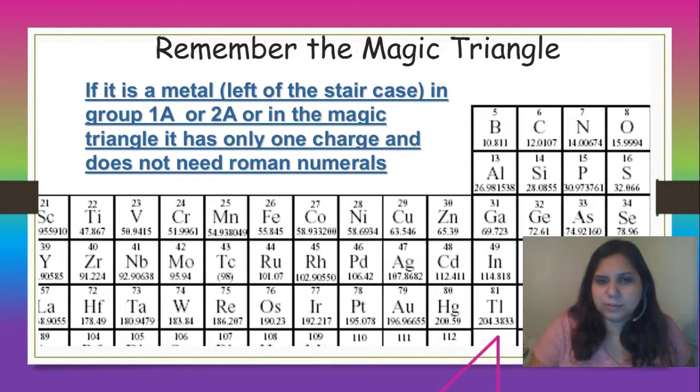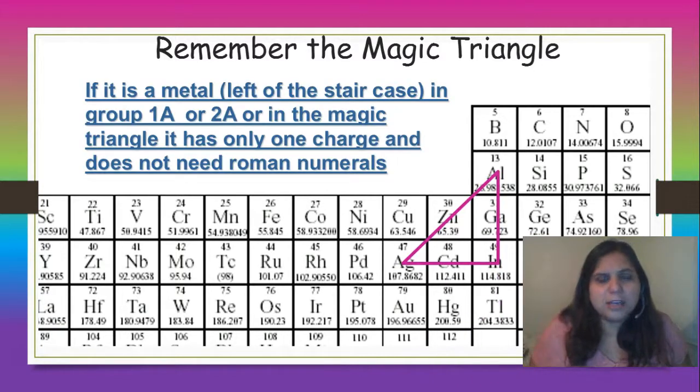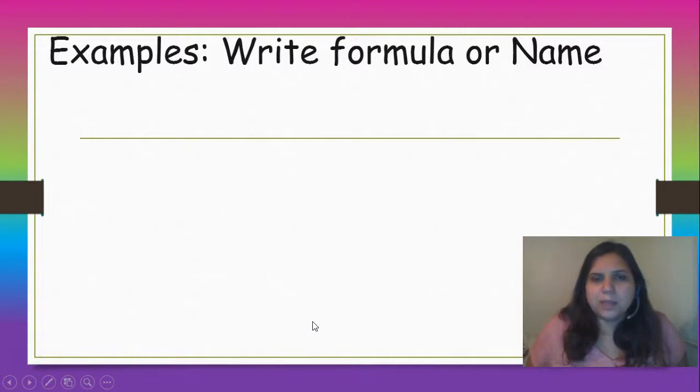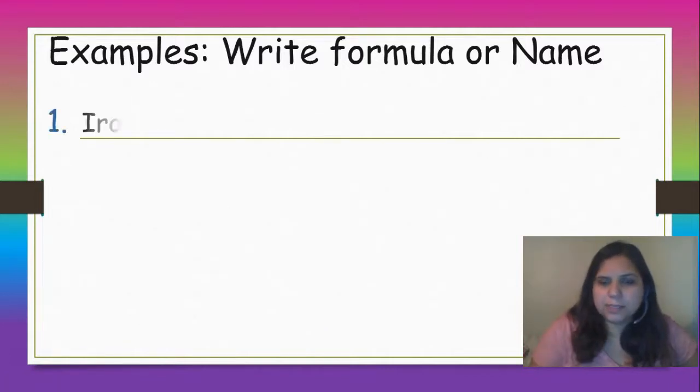Okay, just a reminder, the magic triangle is right here. If it is a metal in group 1A or 2A, or in the magic triangle, then it has only one charge and does not need Roman numerals. So remember, aluminum's 3+, so it's gallium and indium, zinc's 2+, cadmium's 2+, and silver's 1+. That means that all of these other transition metals, I would like you to remember to put Roman numerals with them when naming them. All right, let's try this one, writing the formula or the name.